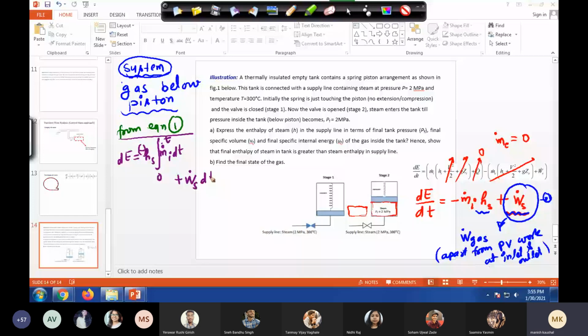So now we'll think about these terms one by one. If you write, dE is nothing but EF minus EI. This will also be the integration from E naught to EF.